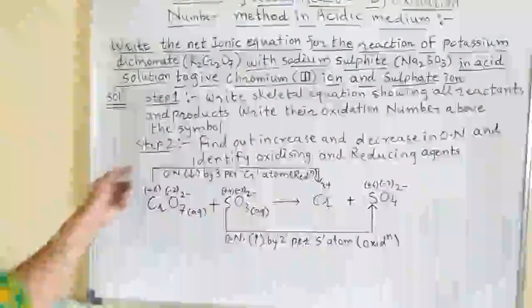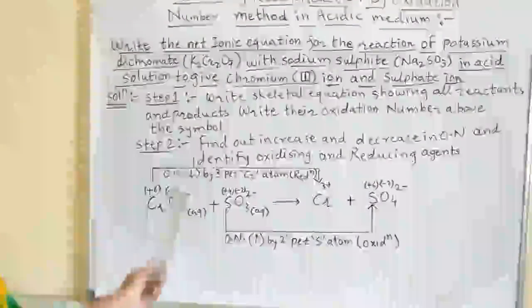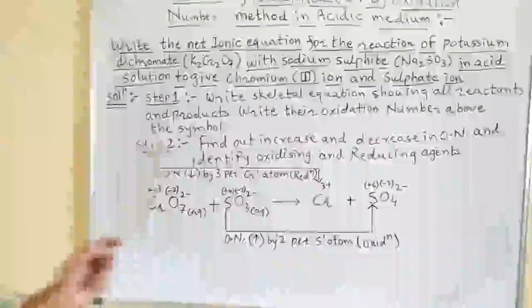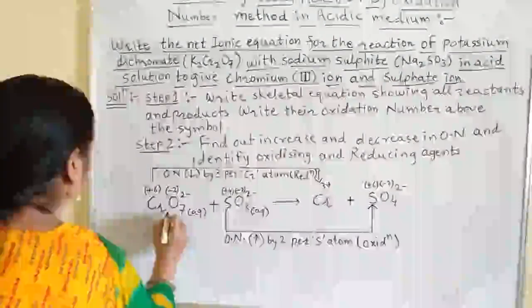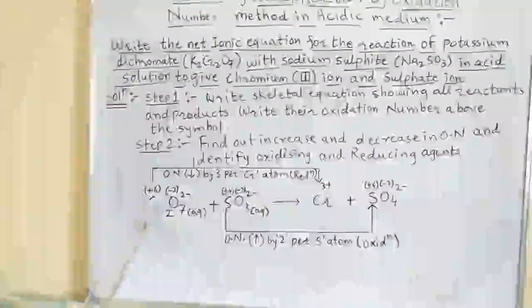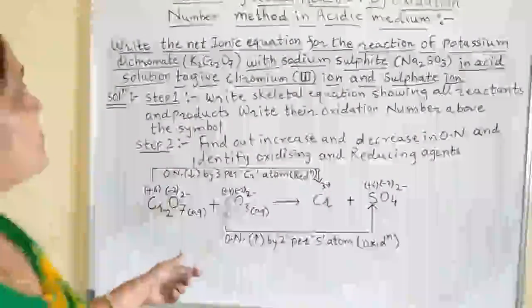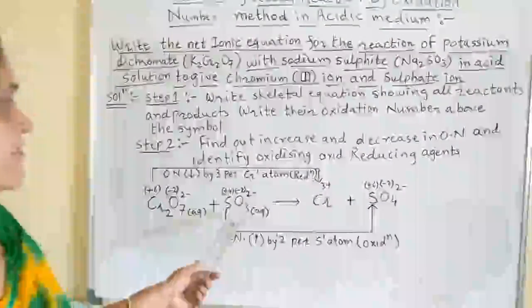So the equation is written in this way. Now potassium dichromate will give dichromate anion. So dichromate anion has the formula Cr2O7, so here I will write Cr2O7 2 minus. Then sodium sulfite.